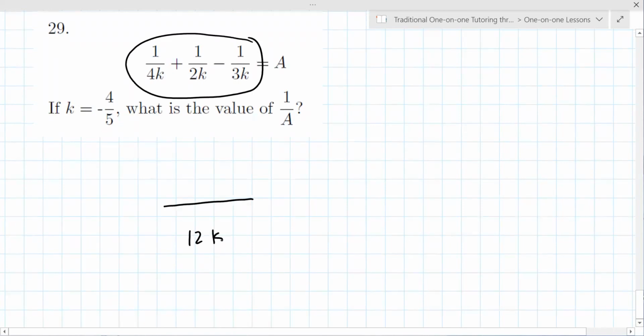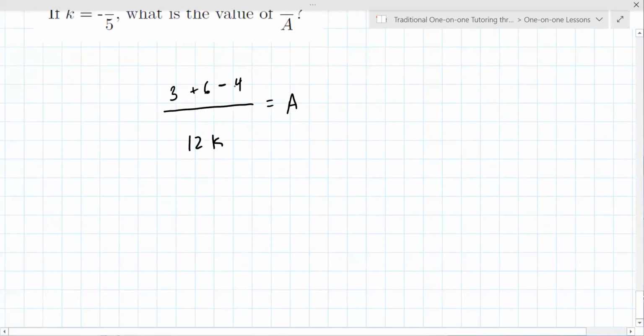Oh, okay. So how do I do that? Well, you multiply the top and bottom by 3, top and bottom by 6, top and bottom by, and you can leave the minus there, so it's by 4. Okay. So this is 9 minus 4. So that's 5 over 12K.